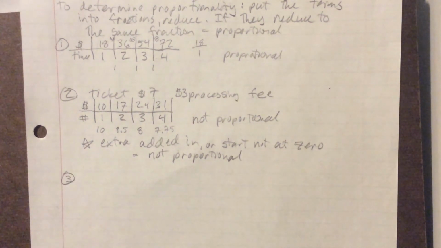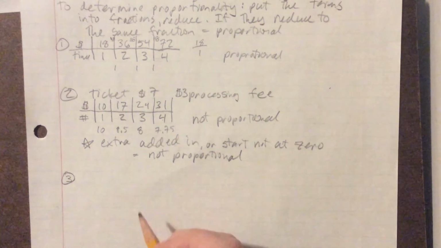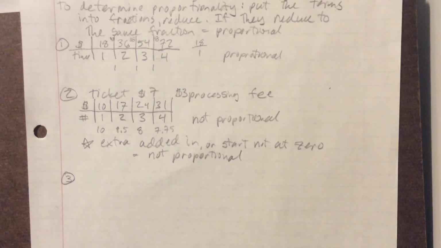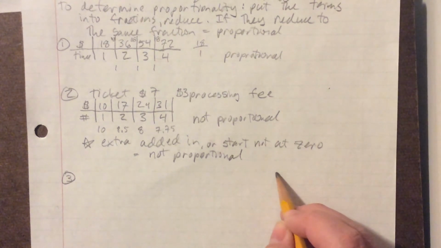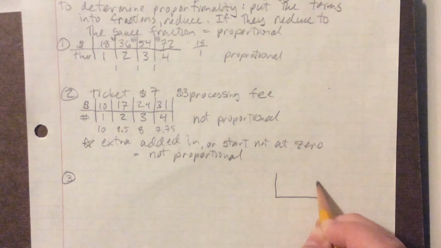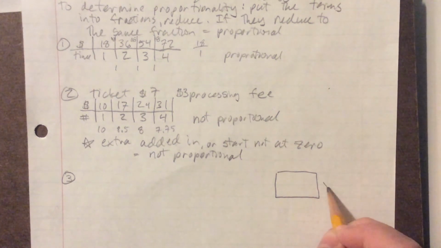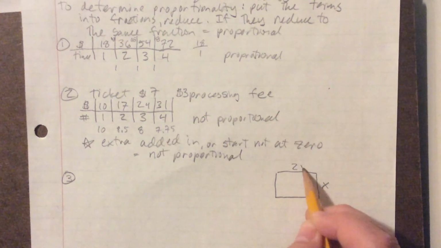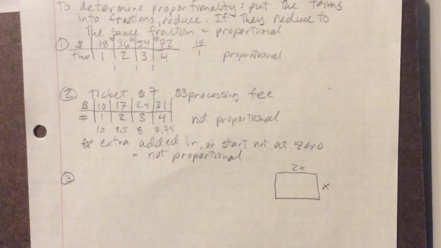We're going to talk about proportionality of area versus perimeter. So let's have, I'm going to make a little rectangle here, and this side is going to be x, and this side is 2x. It's twice as long as that side.